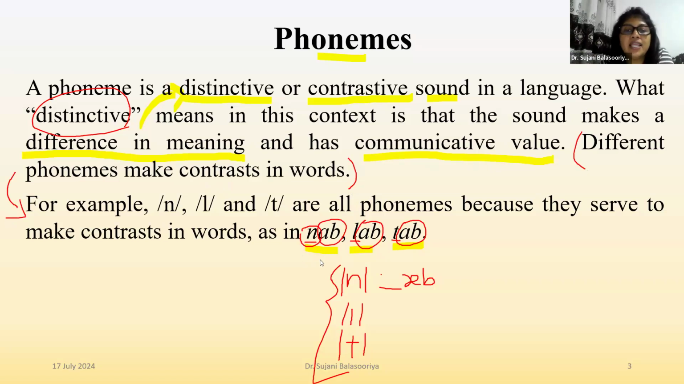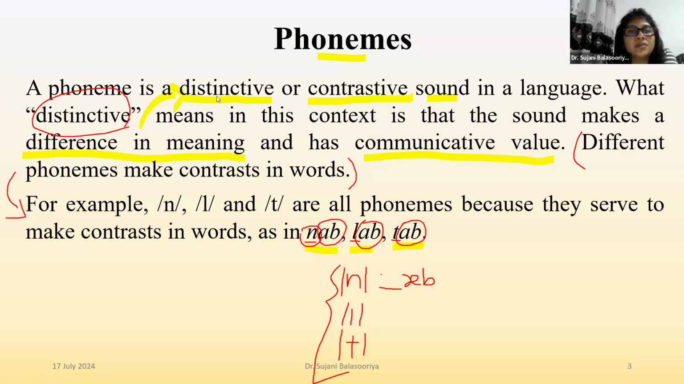So just like in nab, lab, tab, the initial phonemes are different. Because of that, nab is contrasting with lab. And also nab is contrasting with tab, as well as lab is contrasting with tab, because of the initial phoneme, which is different from the other phonemes.